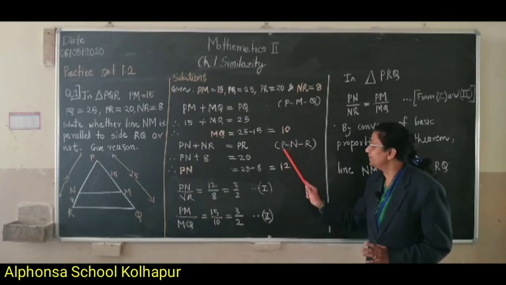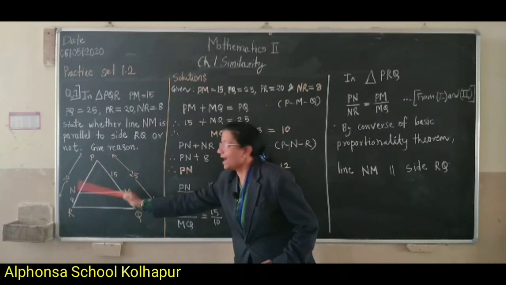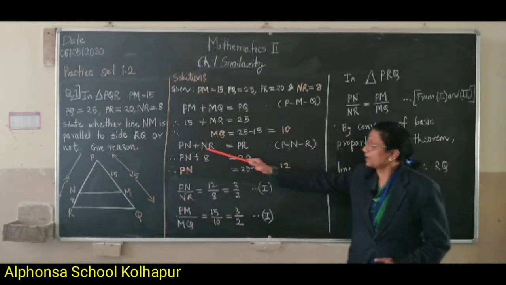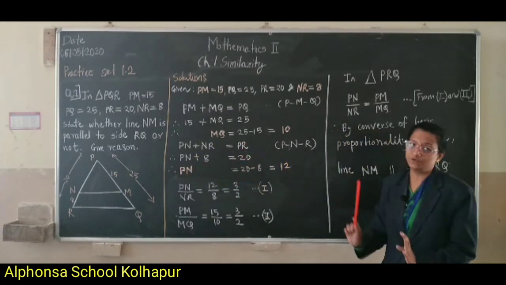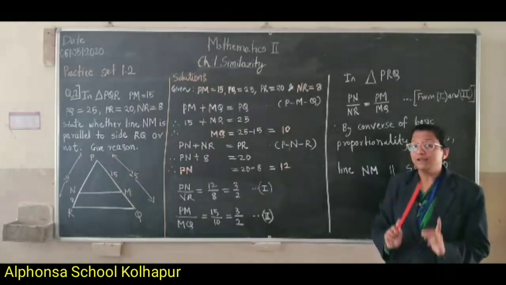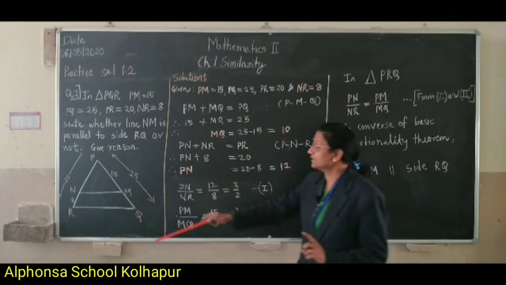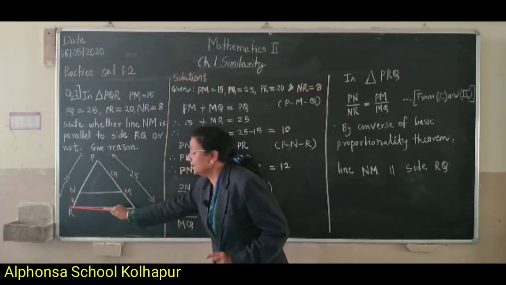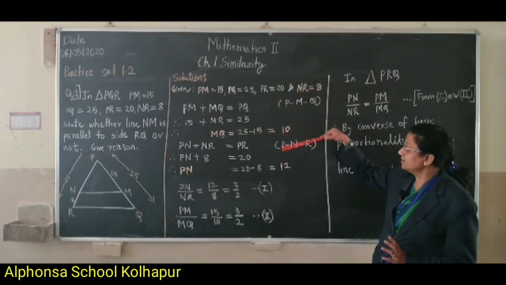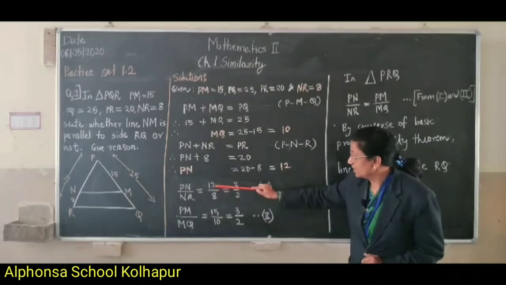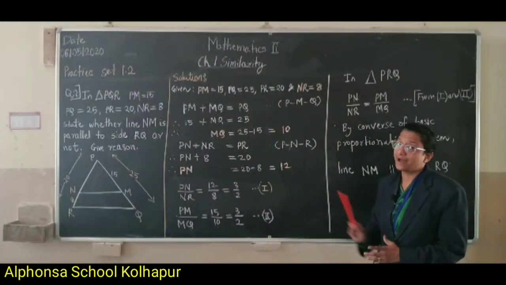In a similar way, as P-N-R are collinear, we write PN plus NR is equal to PR, and after solving we get PN is equal to 12. Fine. Now what remains? We have to just find the ratios of the segments of the sides. So the first ratio we consider is PN upon NR. So PN upon NR is equal to 12 upon 8. After cutting the common factor, we write 3 upon 2 and we mark it as 1.